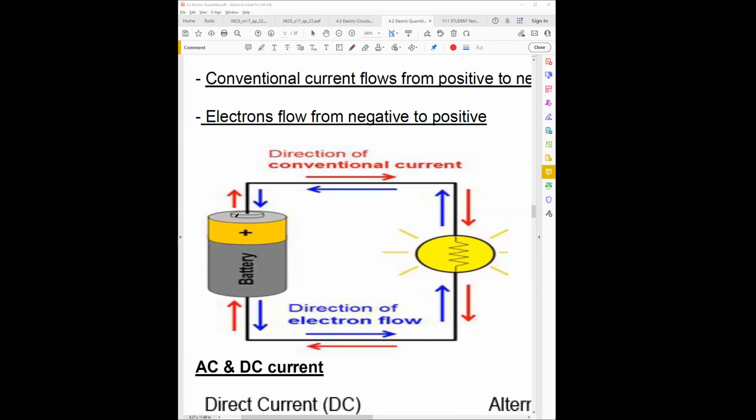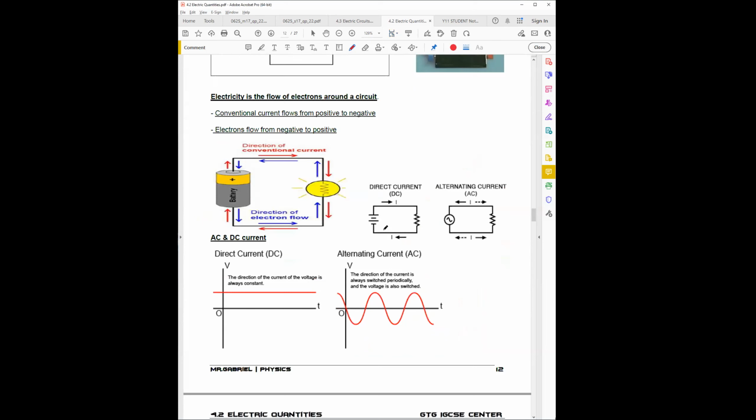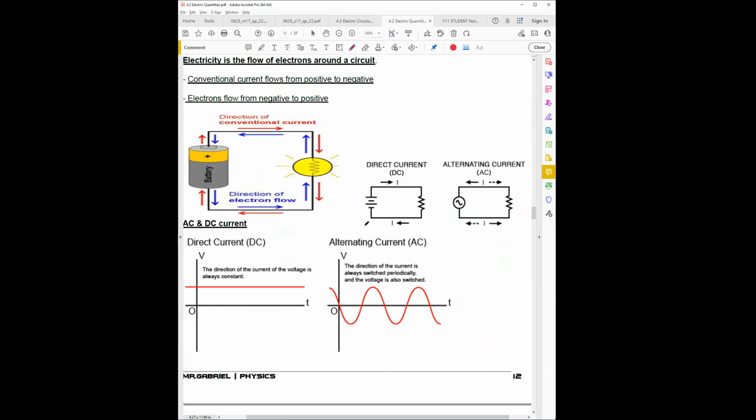Okay, we talked about how current flows, right, from positive to negative, and electrons, which are negative by nature, will flow from negative to positive. You must remember this, right? Then I also briefly introduced the difference between alternating current and direct current, right?